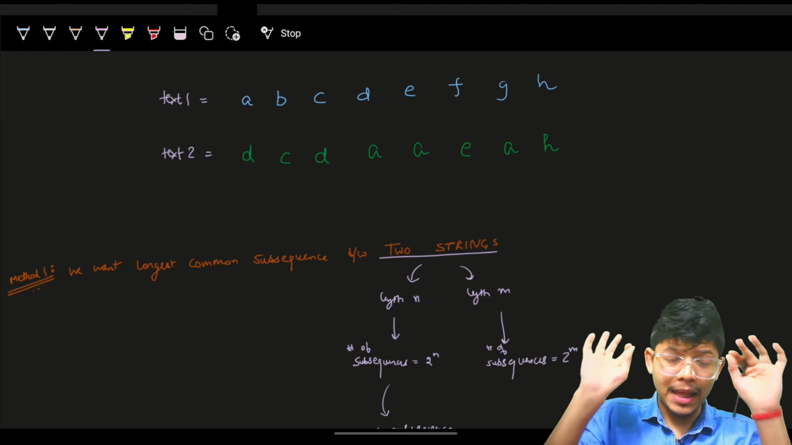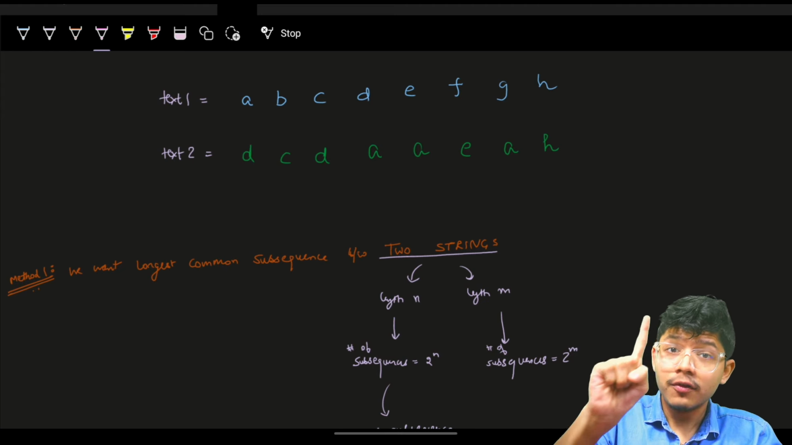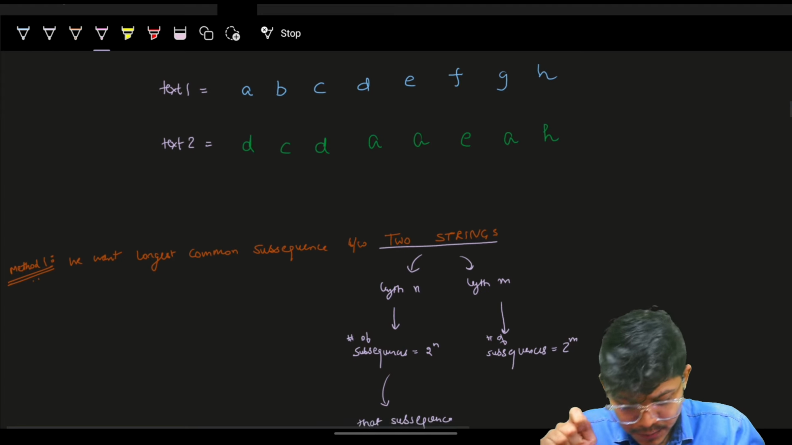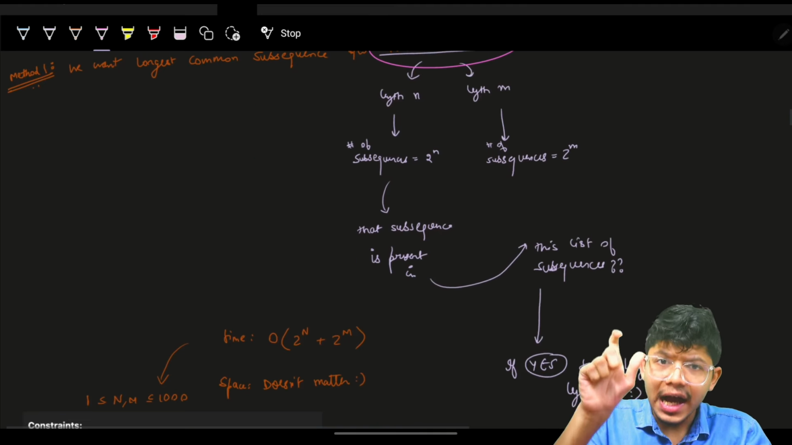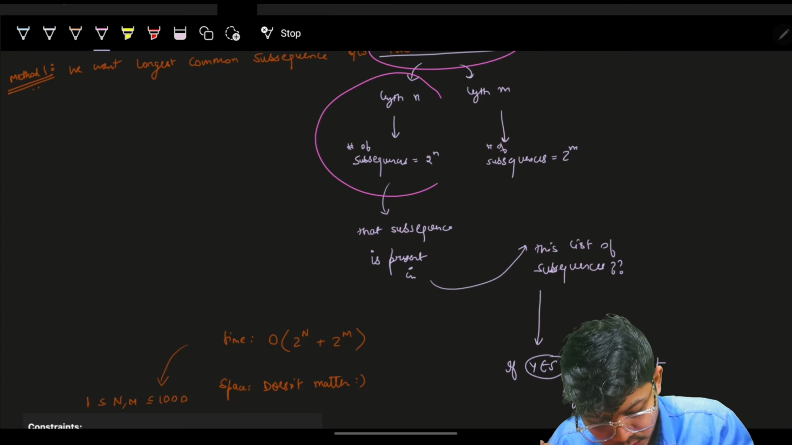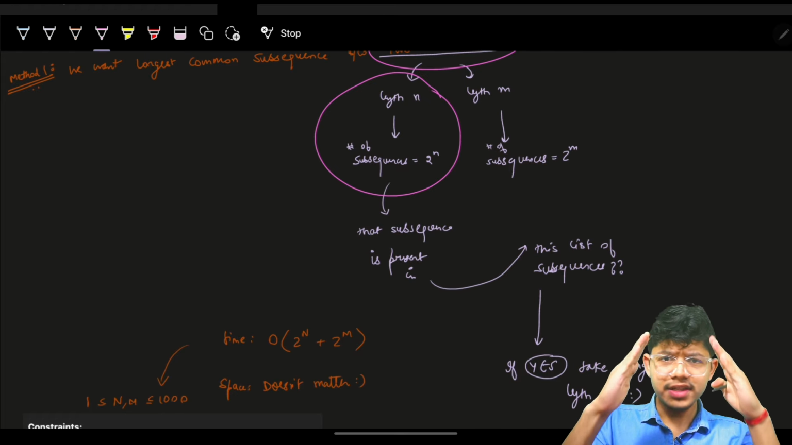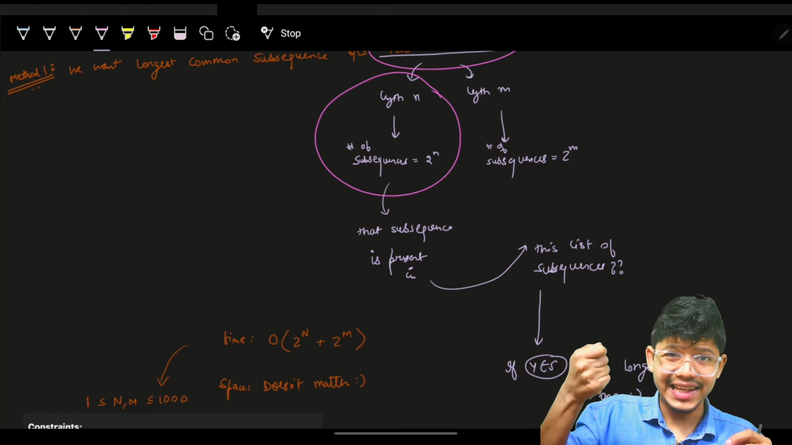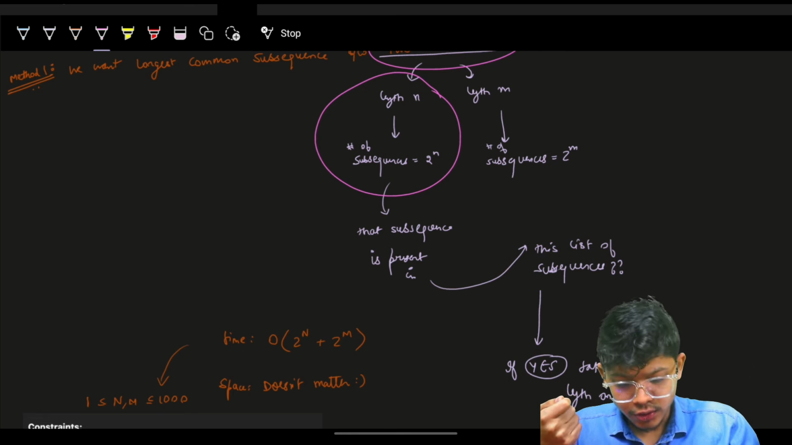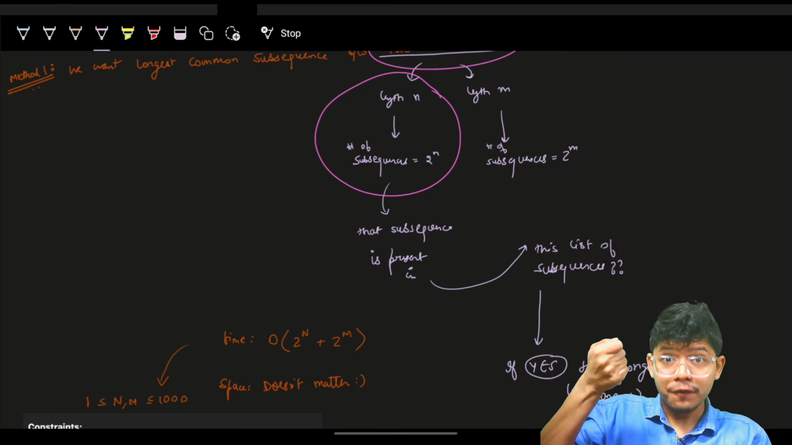I will not even apply my brain. I'll just do as the question says. Find the longest common subsequence, which means I will be given two strings and I will find the subsequences for both of them. Let's say the string text1 has length n, and string text2 has length m. So I'll find all the subsequences of text1 of length n.